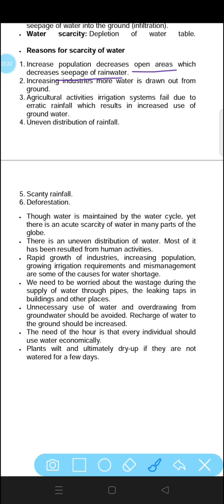Next is increasing industries. More water is drawn out from the ground. For industrial use, more water is being drawn from the ground. That is why the groundwater level is decreasing.